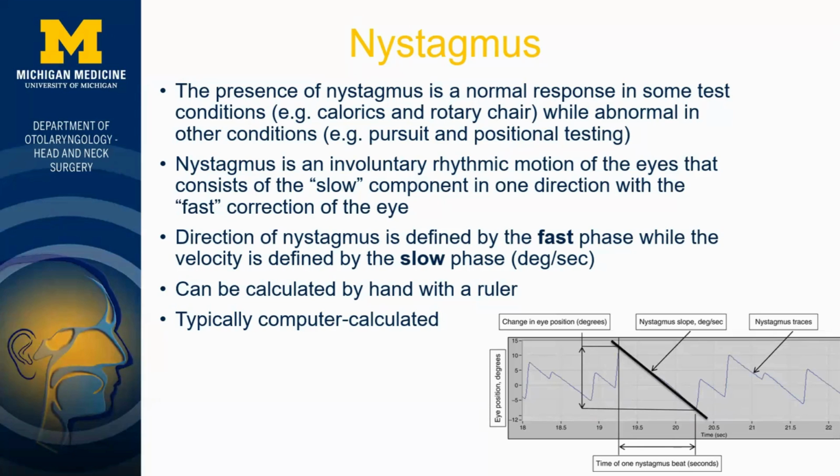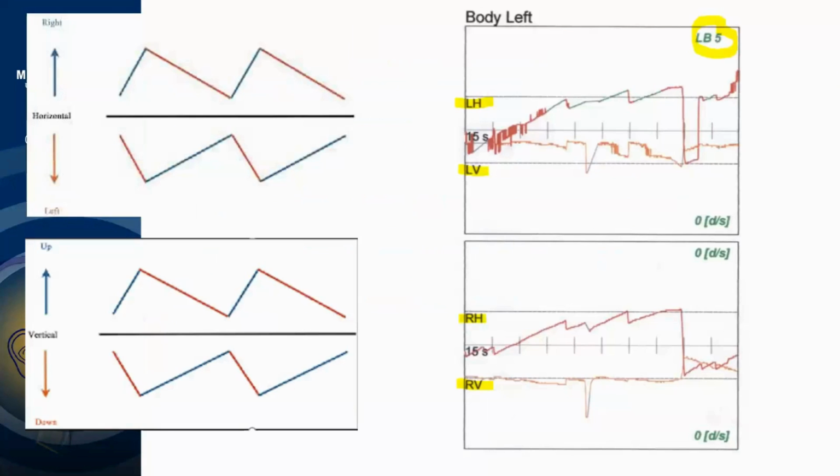I think it's interesting to say you can calculate this by hand with a ruler if you needed to. That's the way it was done initially, with a protractor and averaging things together. However, now it's typically computer calculated. When you're looking at a tracing, almost all vestibular testing systems are going to break your tracing down into 2 parts. There is a horizontal tracking and a vertical tracking. A lot of these systems too will summarize for you up in a corner what the nystagmus is. So this was a left beating nystagmus at about 5 degrees per second.